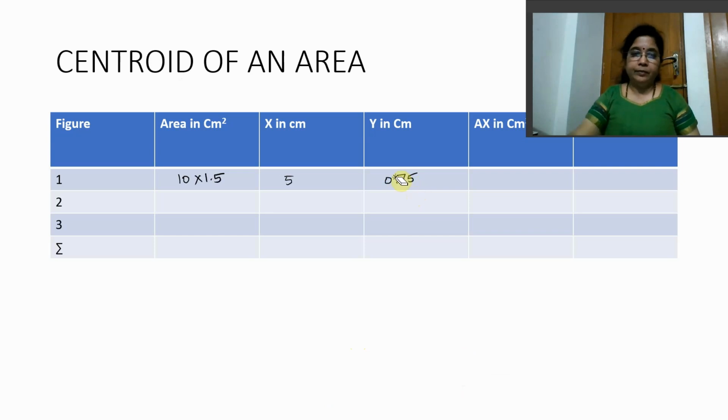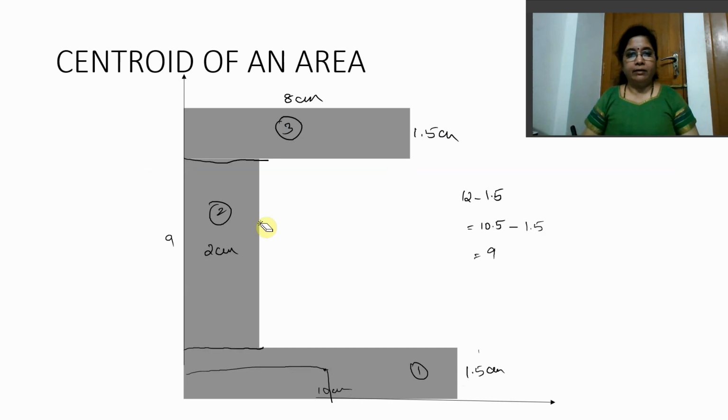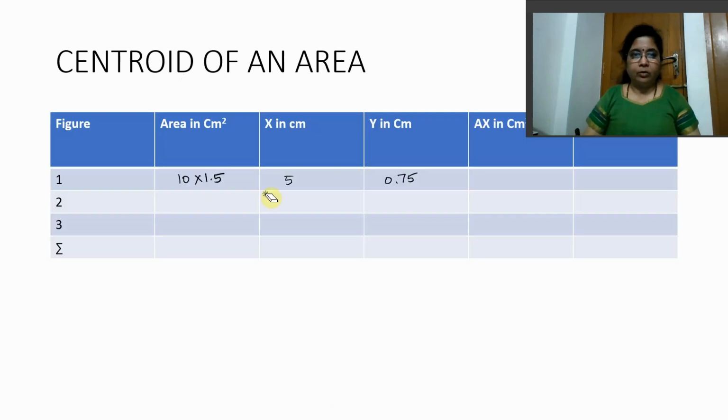Now let me calculate the area of figure 2. For figure 2, what is the length? The modified length is 9. And what is the breadth? The breadth is 2 centimeter. So what do I get? 9 into 2, 18 centimeter. Of course, we fill it up later.